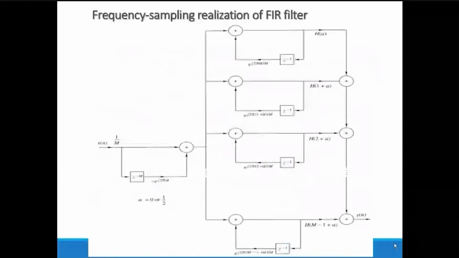In the last lecture, we discussed up to the frequency sampling realization of the FIR filter. We have completed the frequency sampling realization of the FIR filter, and we have completed up to this diagram.